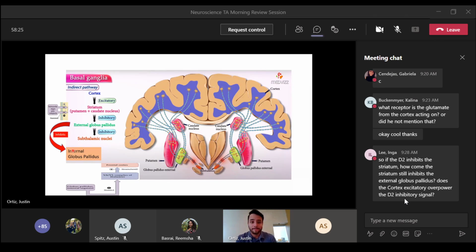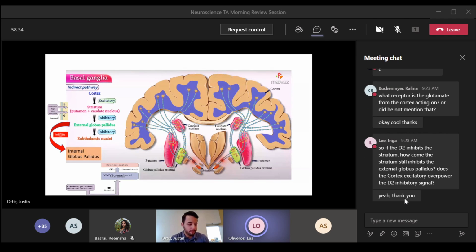Does that make sense, Inga? So that minus sign by the D2 is just saying that low levels of dopamine activate it. Exactly. That's very misleading. It is very misleading. That's why I didn't like the chart that much, so that's why I just used this. Yeah, it's activated by low levels of dopamine. Make sure you write that down.